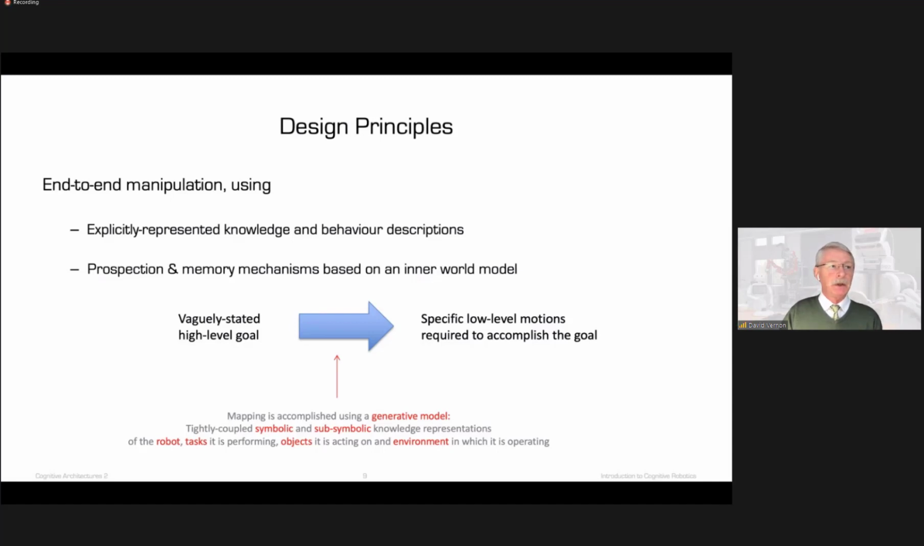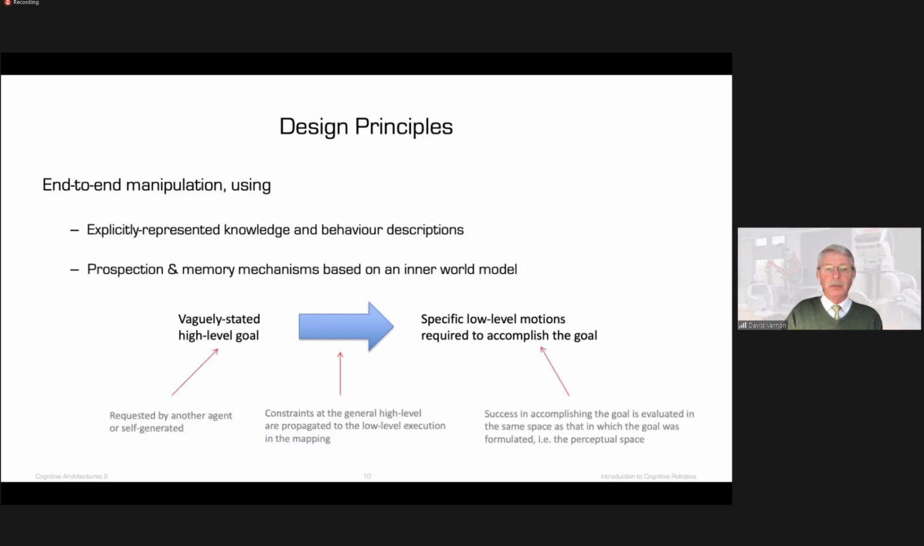Effectively, this mapping, the generative model, is a way of modeling how the outcome of an action is related to the action itself, so that if you can identify what outcomes you want, then you can infer what motions are necessary in order to accomplish that. So that's the idea of the generative model. So these vaguely stated high-level goals, then, they can be requested by another agent, or they can be self-generated.